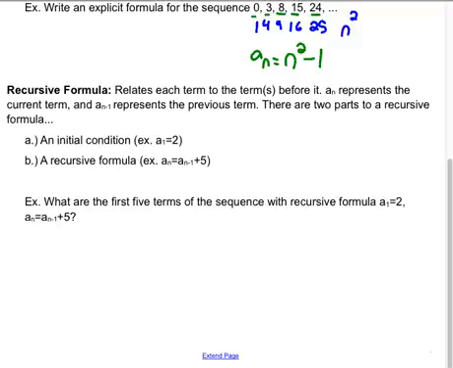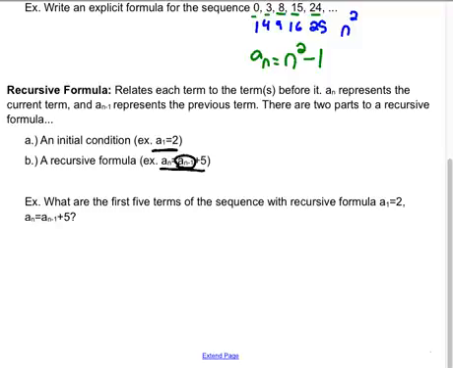So there's always an initial condition. They always have to tell you what the first term is and then give you the formula in terms of n minus 1. Okay, so an explicit formula is in terms of n. A recursive formula is in terms of a sub n minus 1. It's in terms of the previous term.